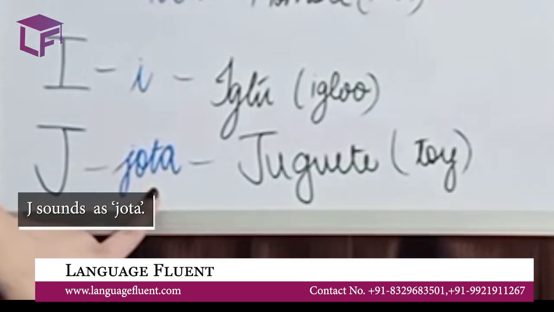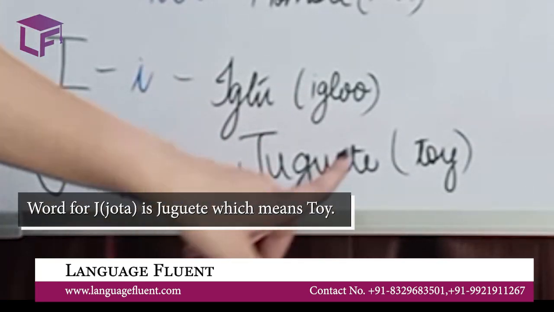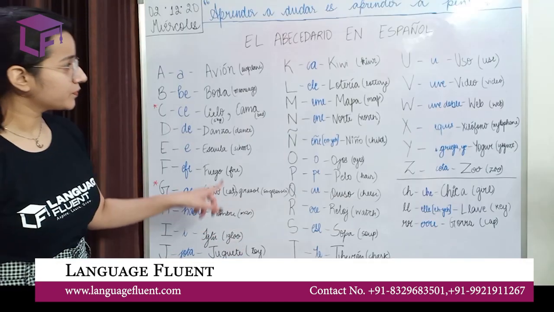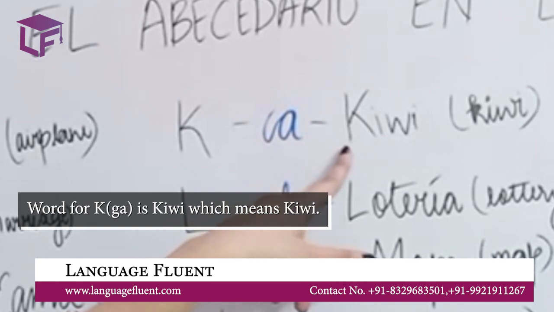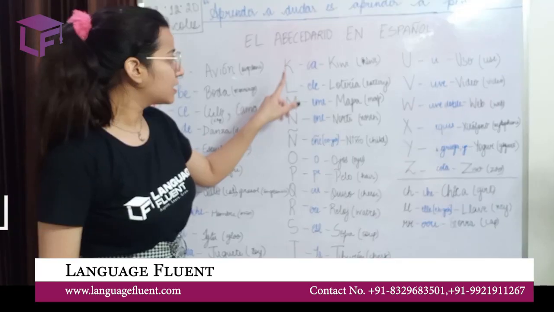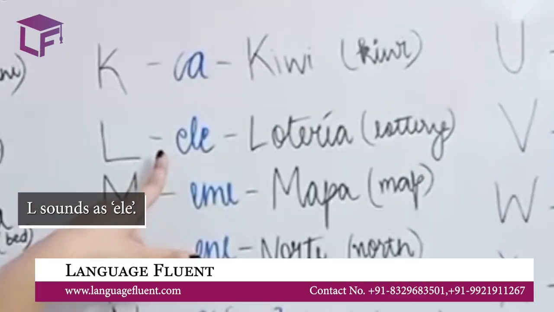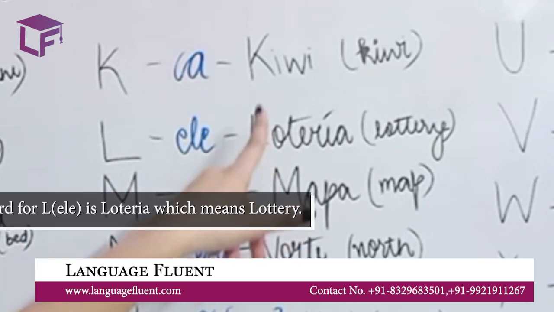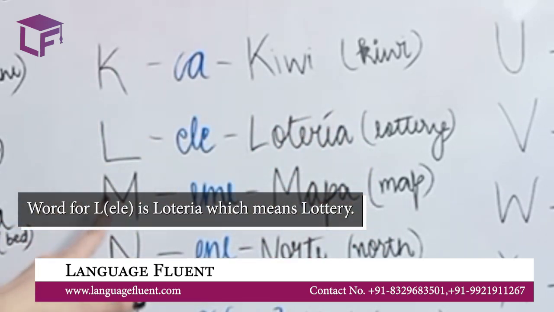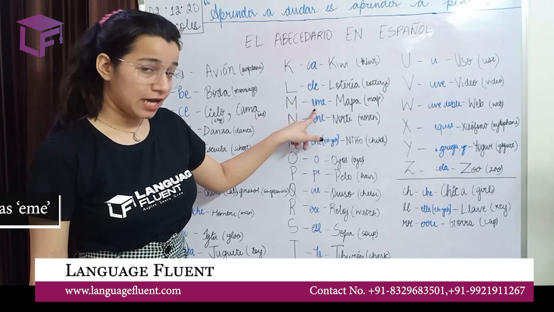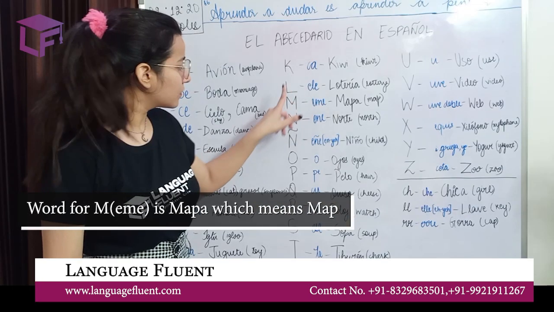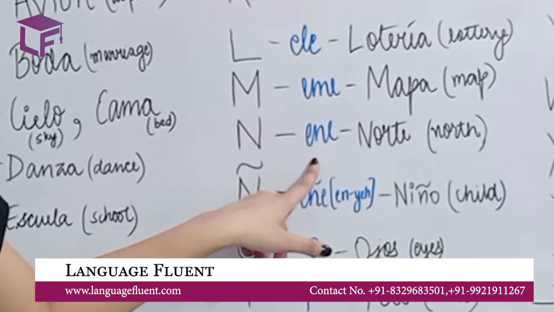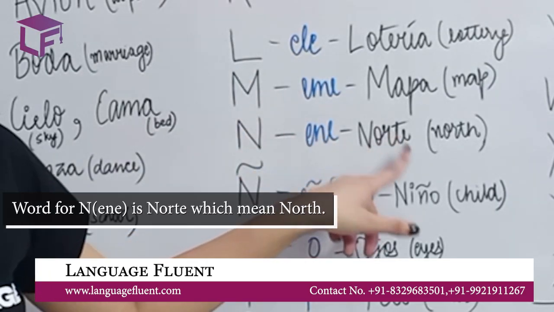J de juguete, which means toy. K de kiwi. L de lotería, which means lottery. M de mapa, which means map. N de norte, which means north.